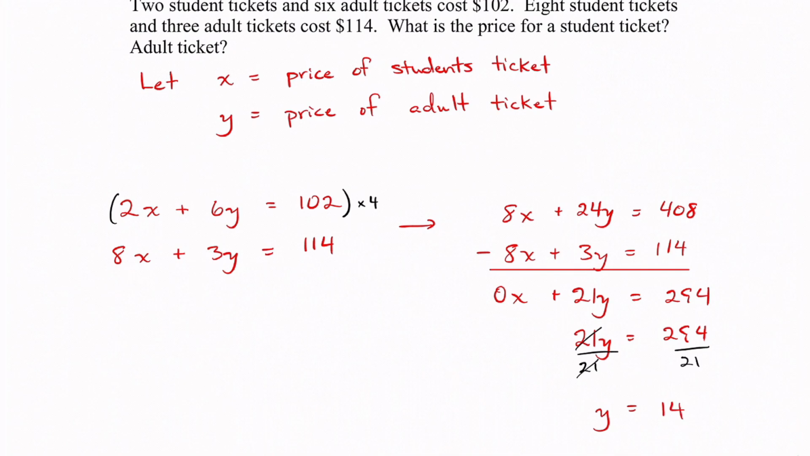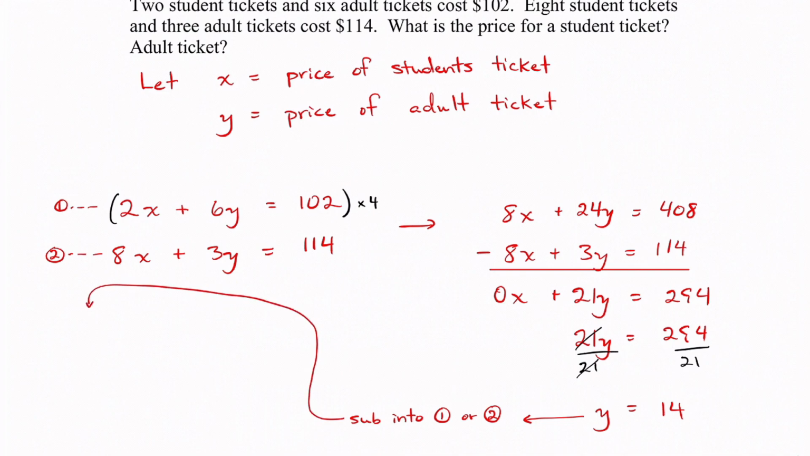And then again, we're going to take y is equal to 14, and we're going to substitute that into either equation 1 or into equation 2, whichever one is easier. And to me, it looks like equation 1 is a little easier. So I'm going to bring that up, and I'm going to do that right here. So equation 1 was 2x plus 6y equals 102. And then I'm going to change my y equal to 14. So this is 2x plus 6 times y, but y is 14, equals 102.